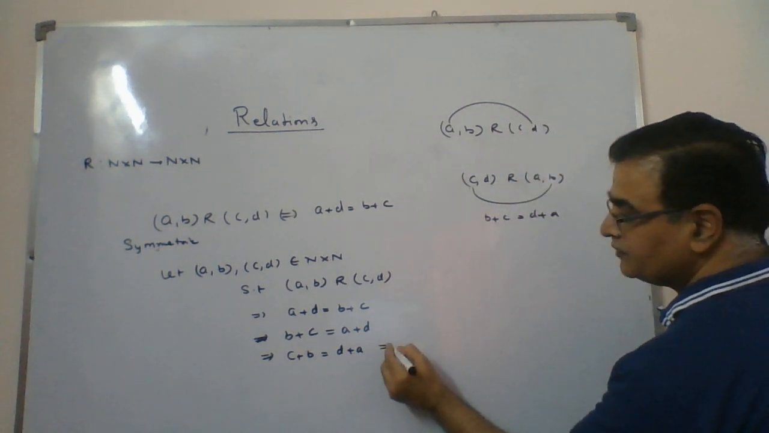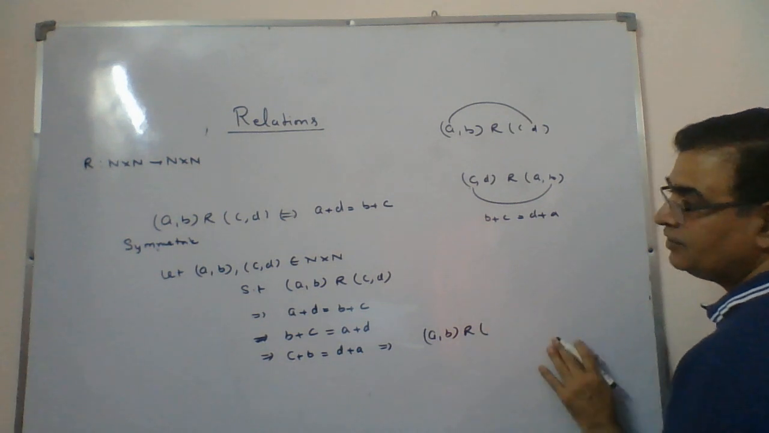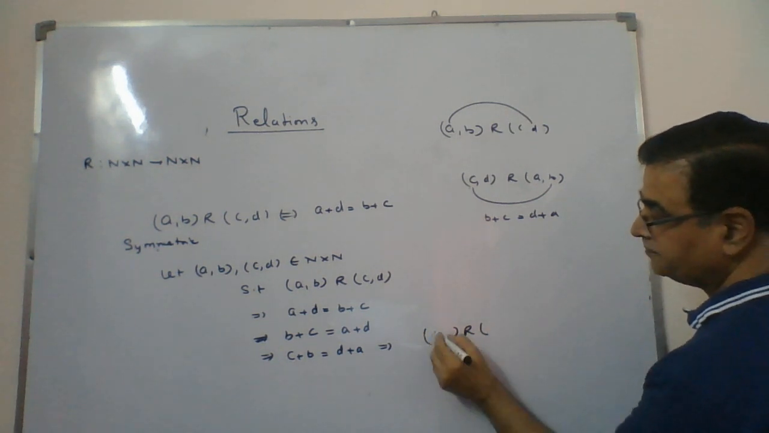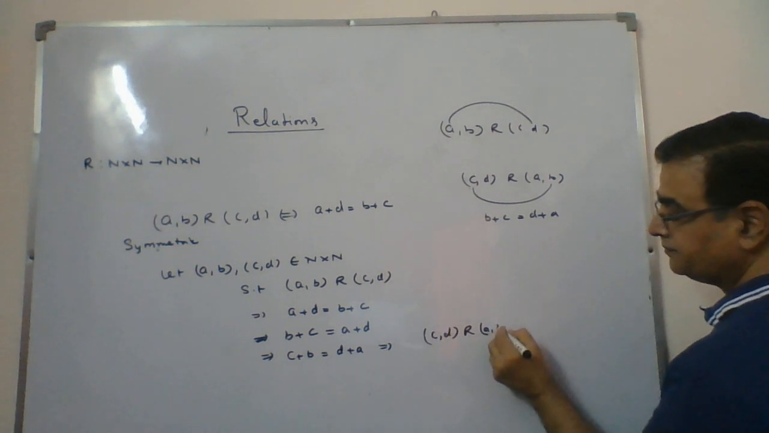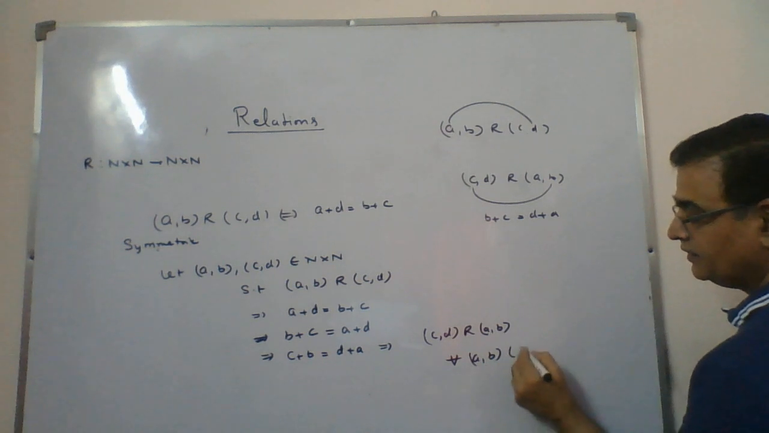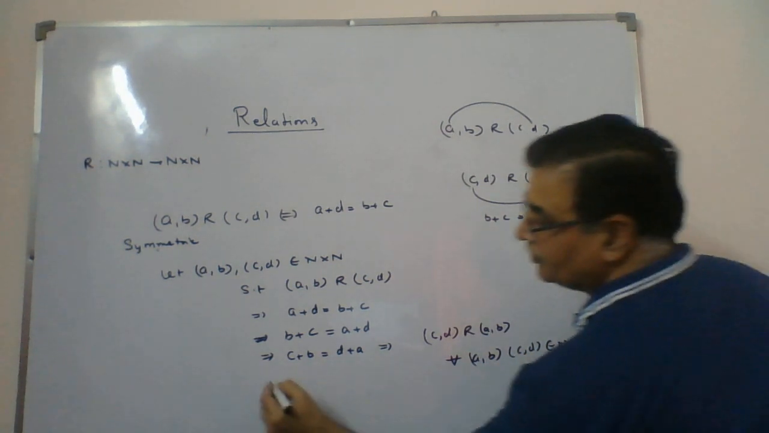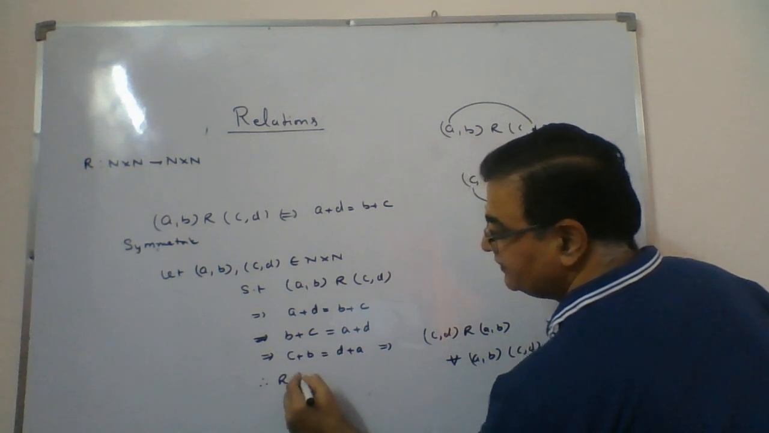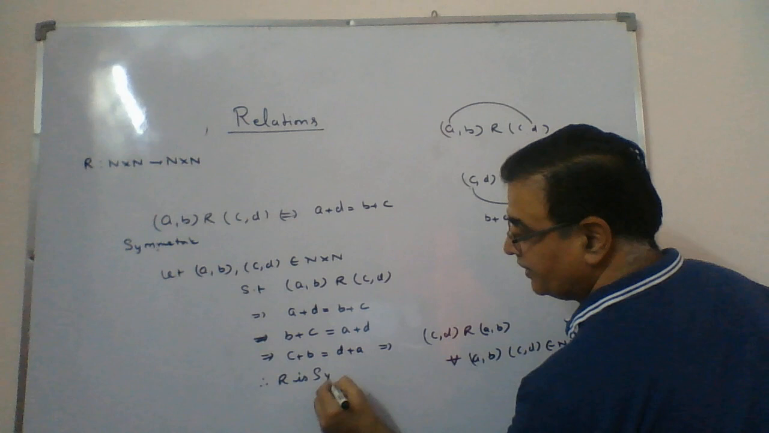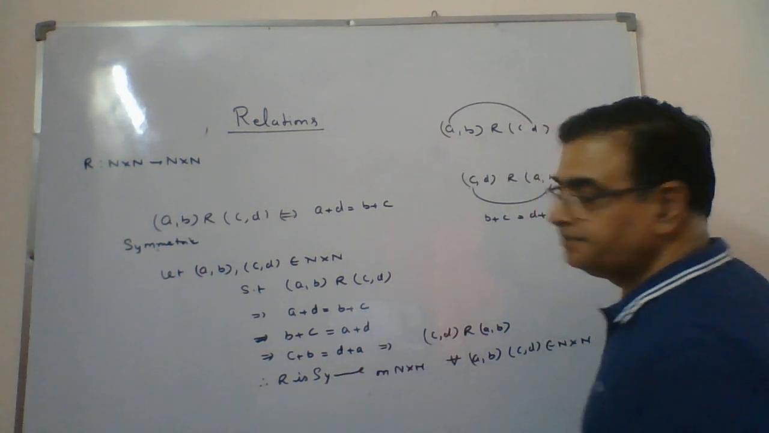And when you do this, (A, B) relates with (C, D), and (C, D) relates with (A, B), for all (A, B), (C, D) belonging to N cross N. Therefore, R is symmetric on N cross N.